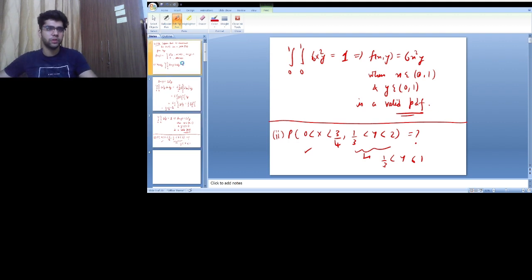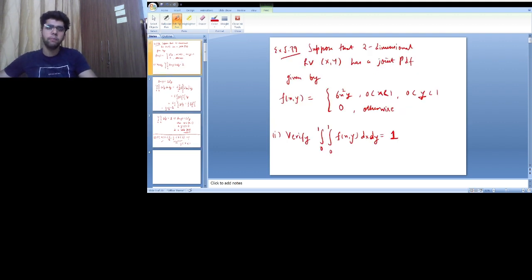Let me show you the question again. My PDF is 6x square y when my x lies between 0 and 1 and my y lies between 0 and 1. It is 0 otherwise, where otherwise means that if x is not lying between 0 and 1 or y is not lying between 0 and 1, the joint PDF will become 0. So if I take the limit from 1 by 3 to 2, I don't have a PDF for 1 to 2. So I'll be integrating it from 0 to 3 by 4 for x, which is clearly fine, and from 1 by 3 to 1 for y.